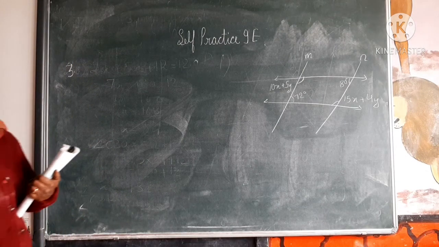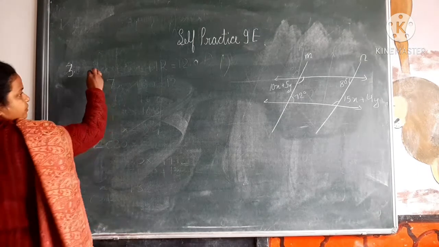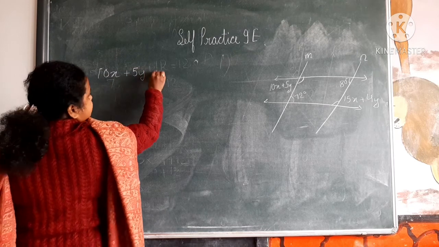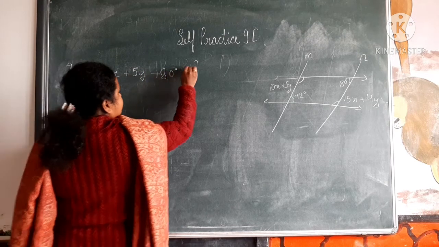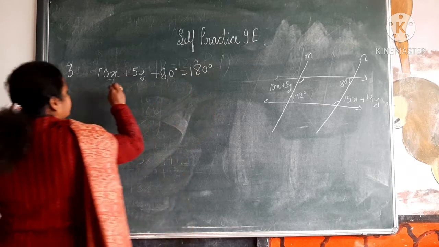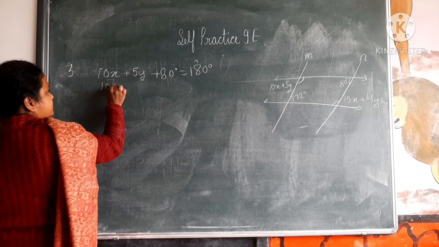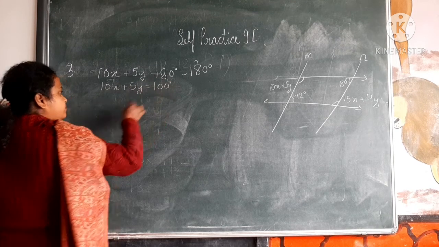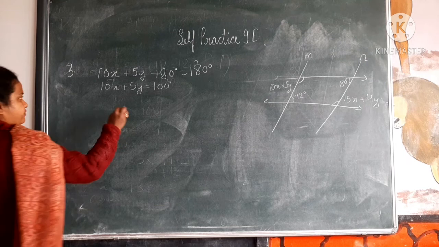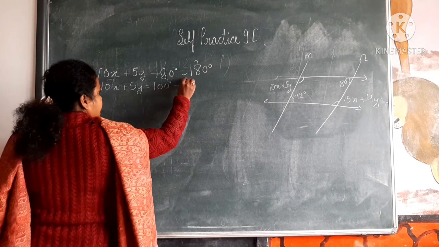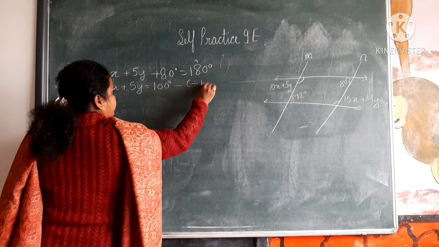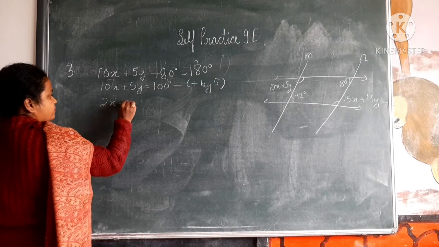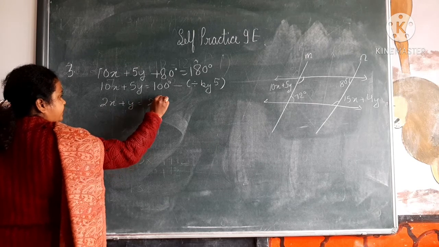Okay. So we know that co-interior sum is 180 degree. 10x plus 5y plus 80 degree is equal to 180 degree. So you will have how much? 10x plus 5y is equal to 100 degree. You just divide it by 5. Divided by 5, what you will have? 2x plus y is equal to 20 degree.